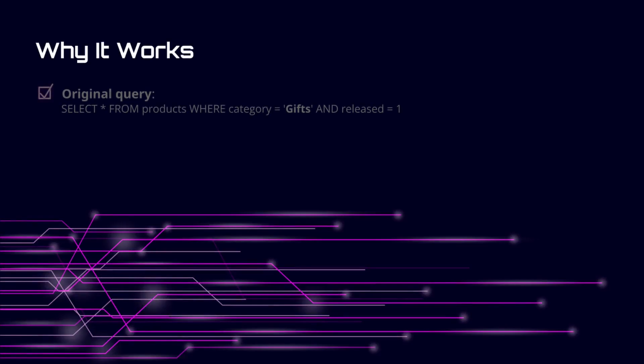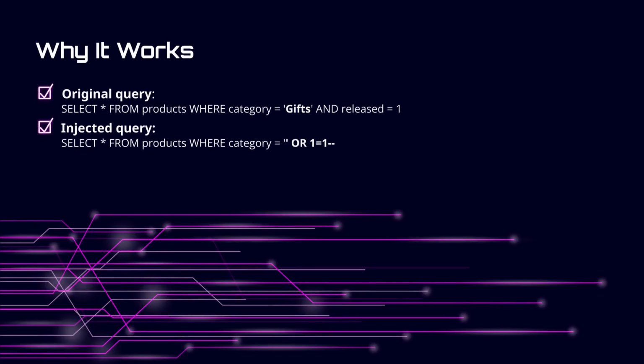Now here's how the payload works. The single quote closes the text string in the query. OR 1 equals 1 is always true, so the database returns all rows. And the double dash comments out the rest of the query, preventing errors. That's why the application now shows us everything, including the hidden products.